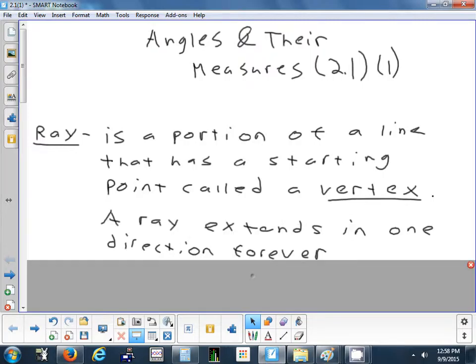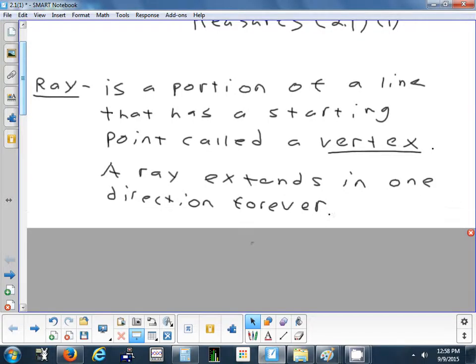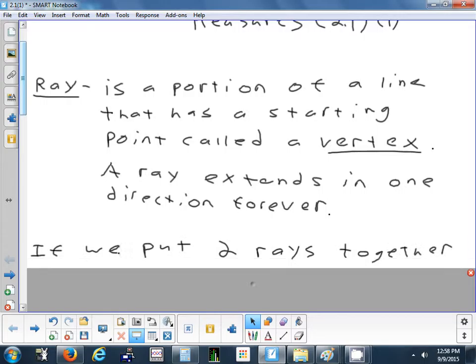You can think of a ray visually as kind of like turning on a flashlight. You turn on a flashlight, the light goes in one direction, doesn't go in the other direction. That's a ray. And when we take two rays and put them together, that's how we make an angle.